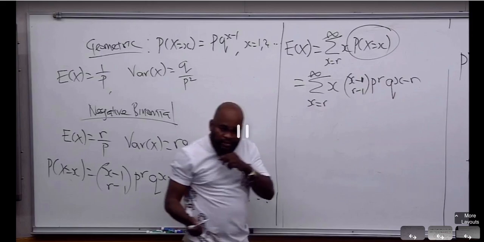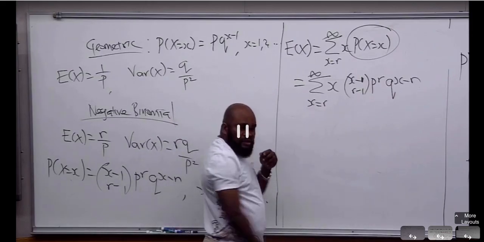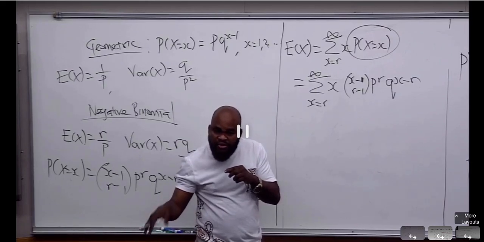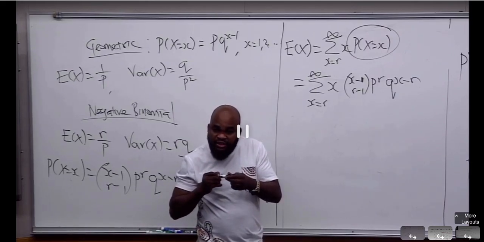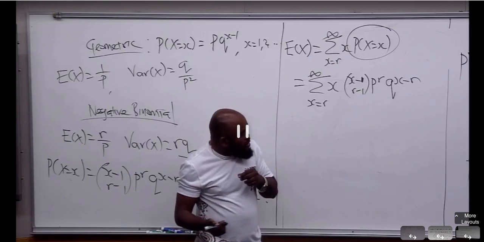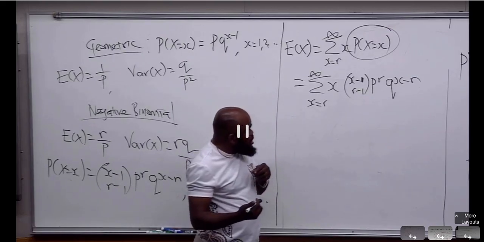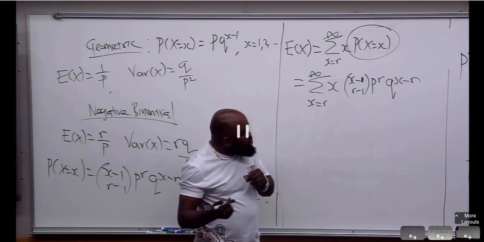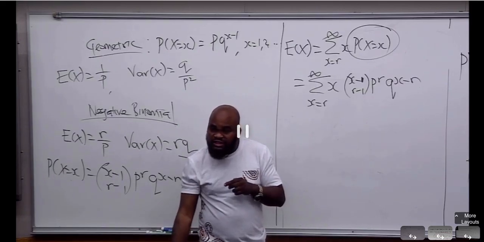What I want to do right now is show the mean. I want to derive the mean for the negative binomial. What is the essence of deriving this mean? We want to know the formula on average. On average, what is the number of trials required before we record a given number of successes? That's what I want to derive.